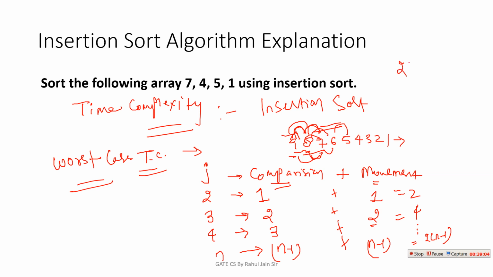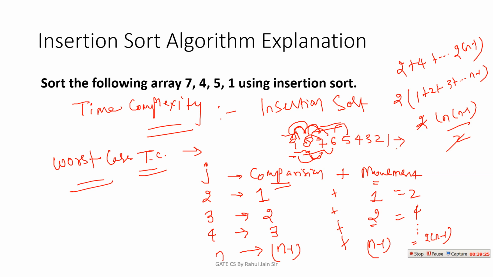If we add them, 2 plus 4 plus dot dot dot 2 into n minus 1, just take 2 as common: 1 plus 2 plus 3 plus dot dot dot n minus 1, which is the sum of n numbers, isn't it? So what is the sum of n numbers formula? n into n minus 1 divided by 2. It got cancelled with this, isn't it? So order of n square is the time complexity in the worst case.